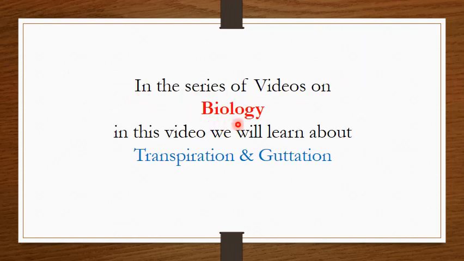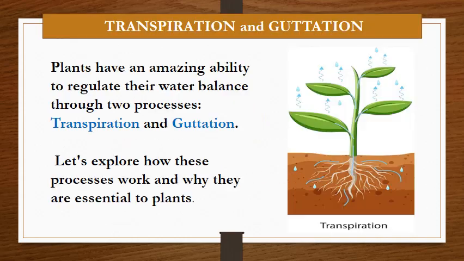In the series of videos on biology, in this video we will learn about transpiration and guttation. Transpiration and guttation. Plants have an amazing ability to regulate their water balance through two processes, transpiration and guttation. Let's explore how these processes work and why they are essential to plants.